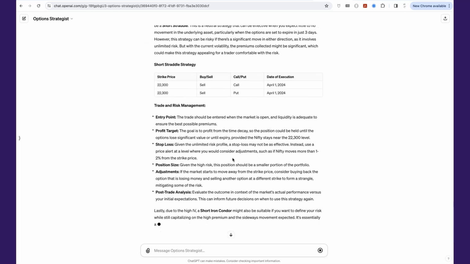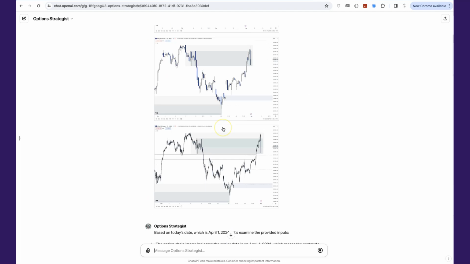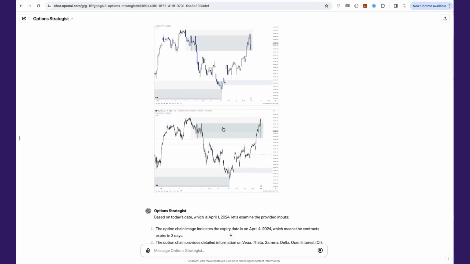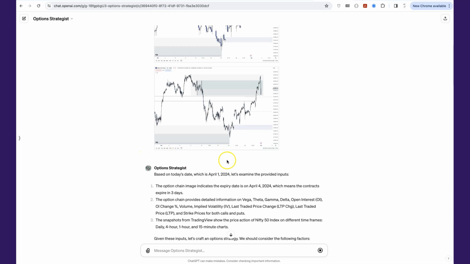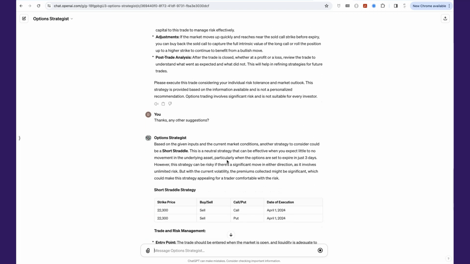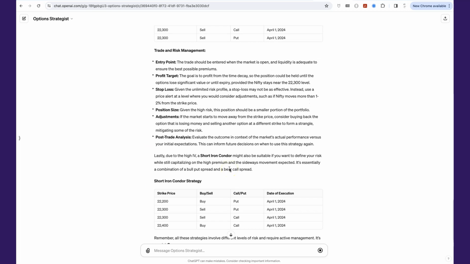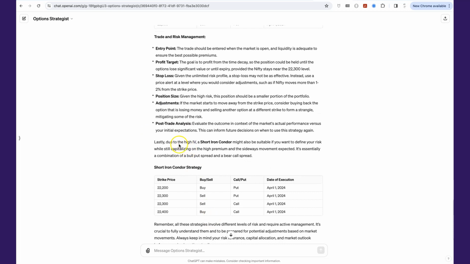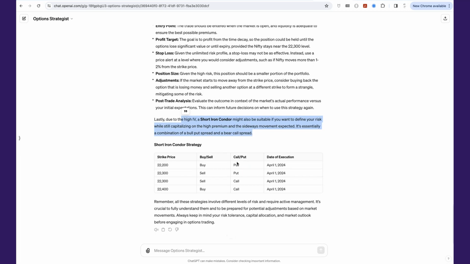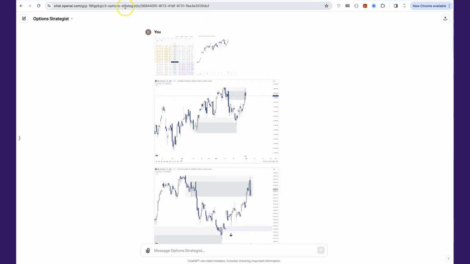You could also, when you upload these figures, write something. So let's say we have elections happening in India, so that's going to, I think, lead to a lot of volatility. So I would probably mention the date for the elections here, and see how it goes. So this is what it has suggested if you want to trade a short straddle. Then it also says, lastly, due to the high IV, a short iron condor might also be suitable. And then it goes on and tells you about this. So yeah, pretty much that's what it is. Go have fun.